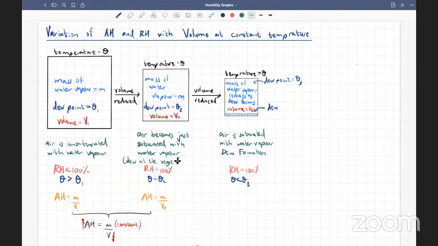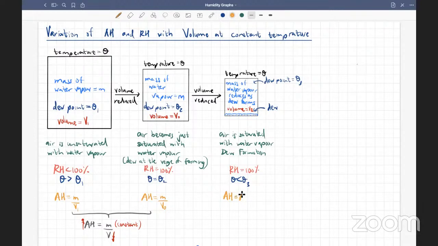Remember that. If dew is being formed, that means the temperature of the system at that instance is less than the corresponding dew point, people. Corresponding dew point. So it should be less. Okay, and how about AH now? What about AH? Now I'm going to ask you a very important question. What will happen to AH?